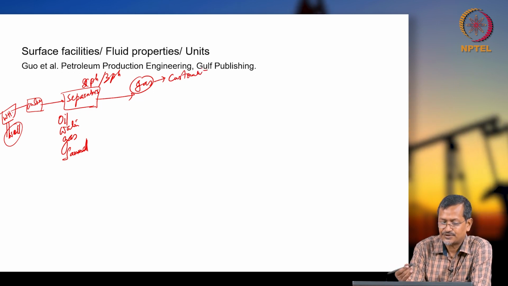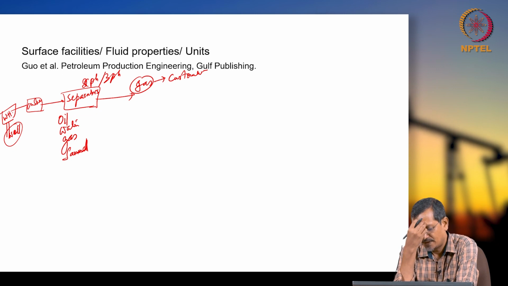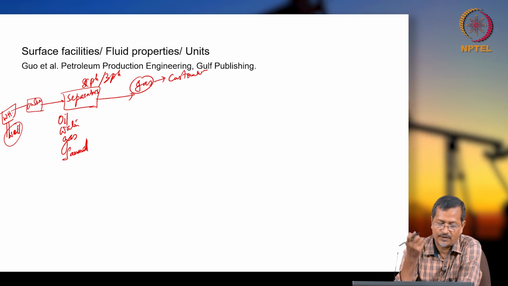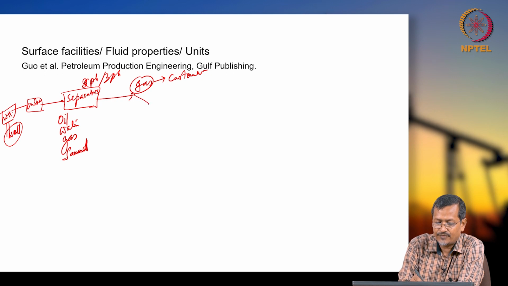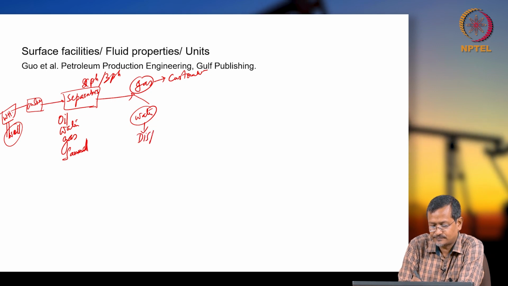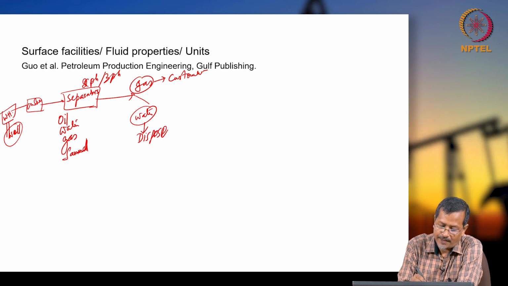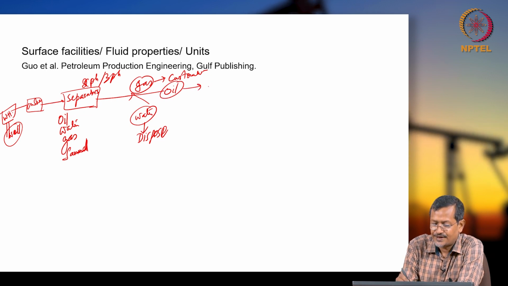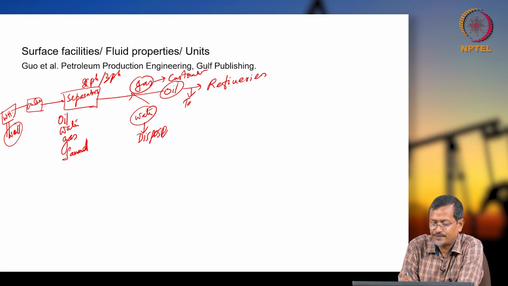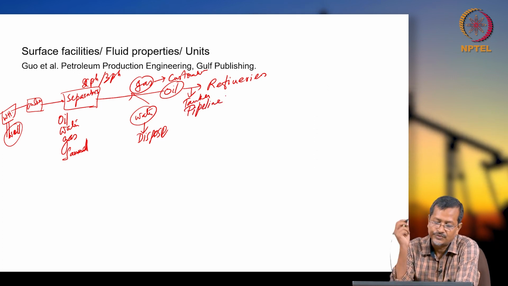Or maybe compression, and after compression you send it to the customer. For example, CNG you use in your vehicles, or the gas cylinders coming to your home. So the gas is also coming from the oil and gas upstream industry. And if you have water, you dispose of it properly, because you cannot use that water. And if you have oil, you send it to refineries. How to send? Maybe by tanker, maybe by pipeline. So crude oil you are sending to refineries.